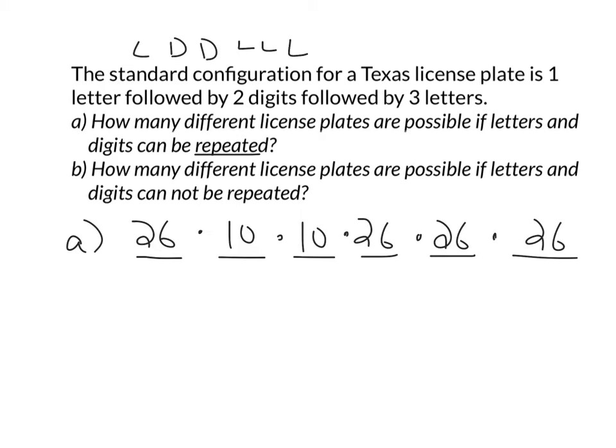So I'm punching that in right now. I'm really punching in 26 to the 4th power times 100, because that's what 10 times 10 is. Oh my goodness, this is how many license plates are possible: 4, 5, 6, 9, 7, 6, 0, 0. Put your commas in there. 45 million license plates if you can repeat digits. That's a lot. That's enough for Texas probably.